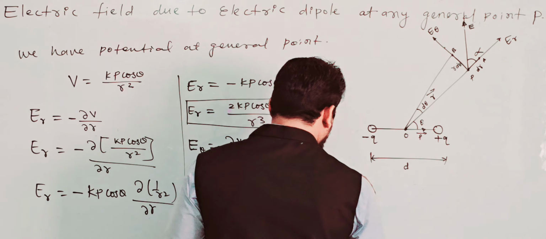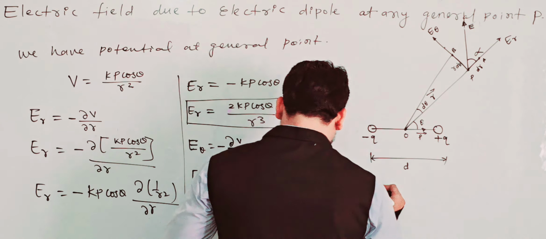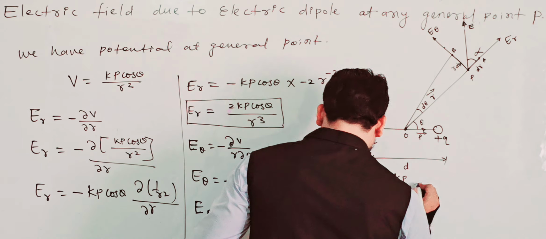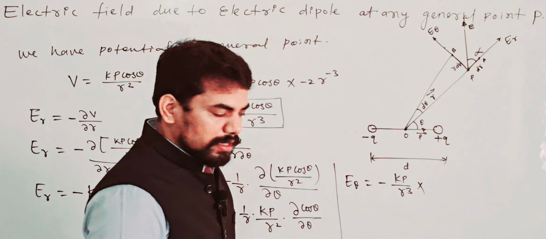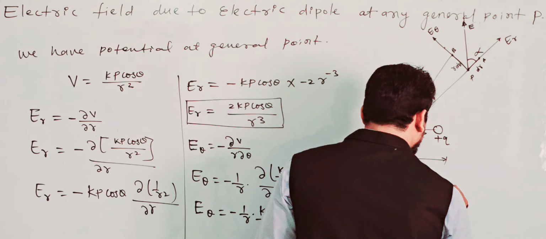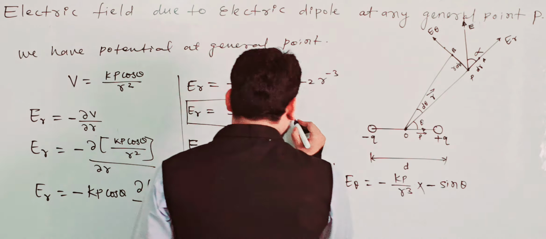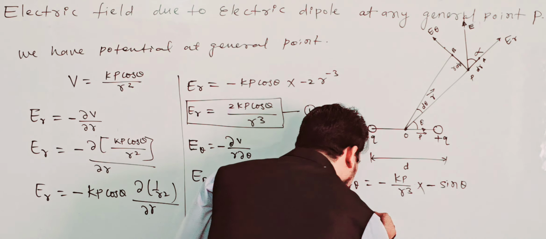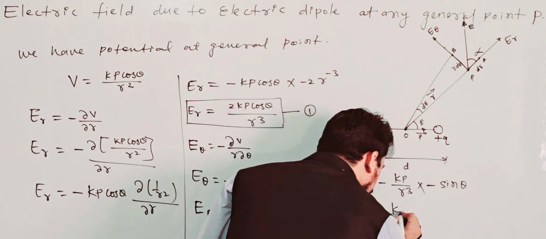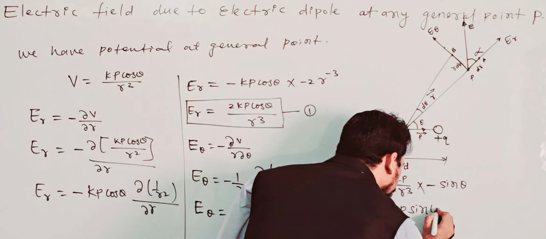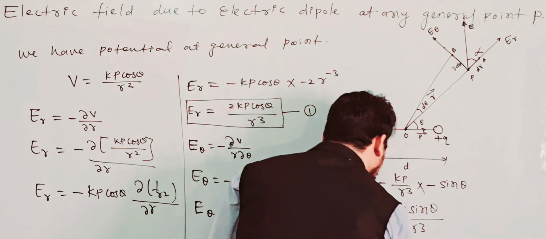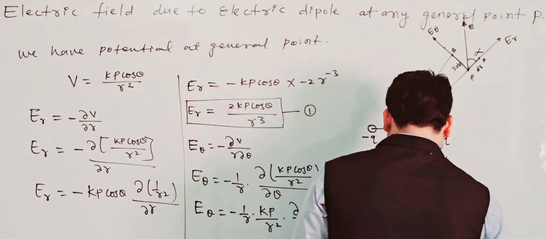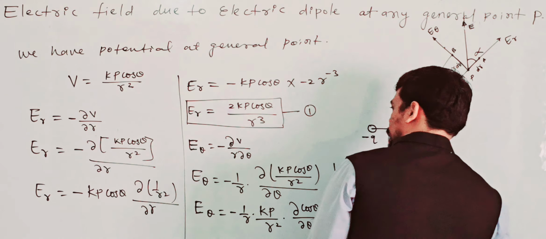So E theta will be minus kp by r cube. Differentiation of cos theta is minus sin theta. Write this as equation 1. Then E theta equals minus minus plus, you can write kp sin theta by r cube. Kp sin theta by r cube. This is equation 2.